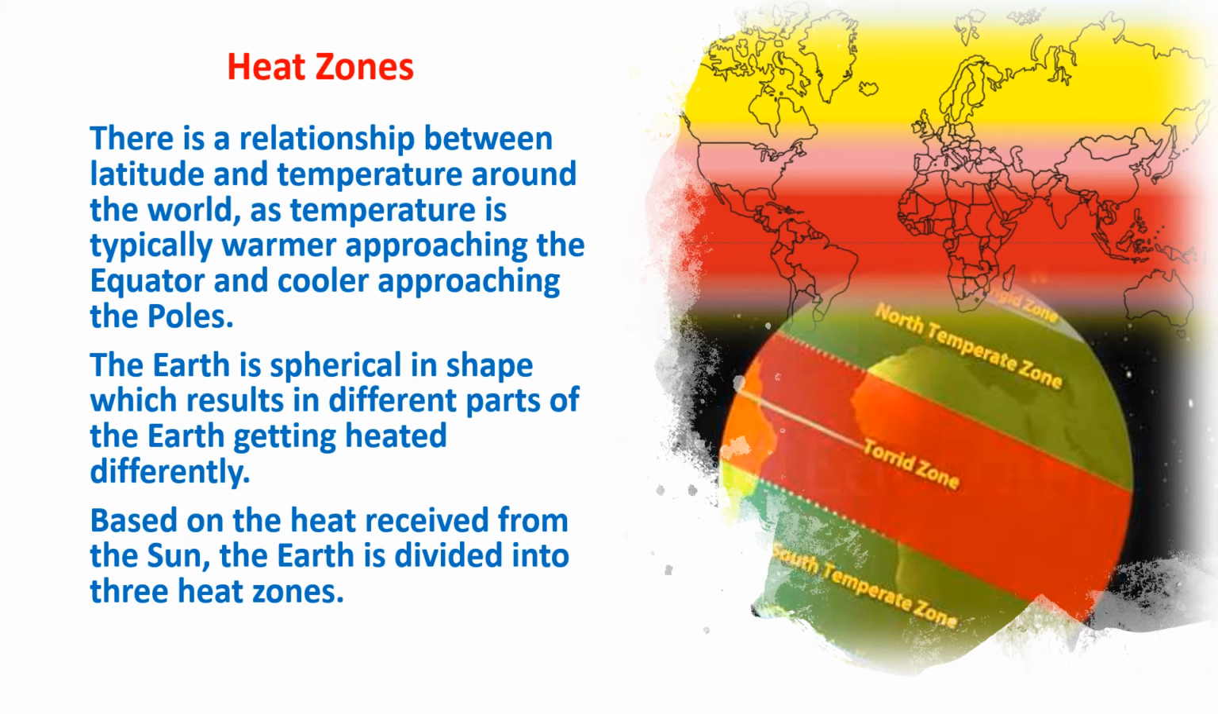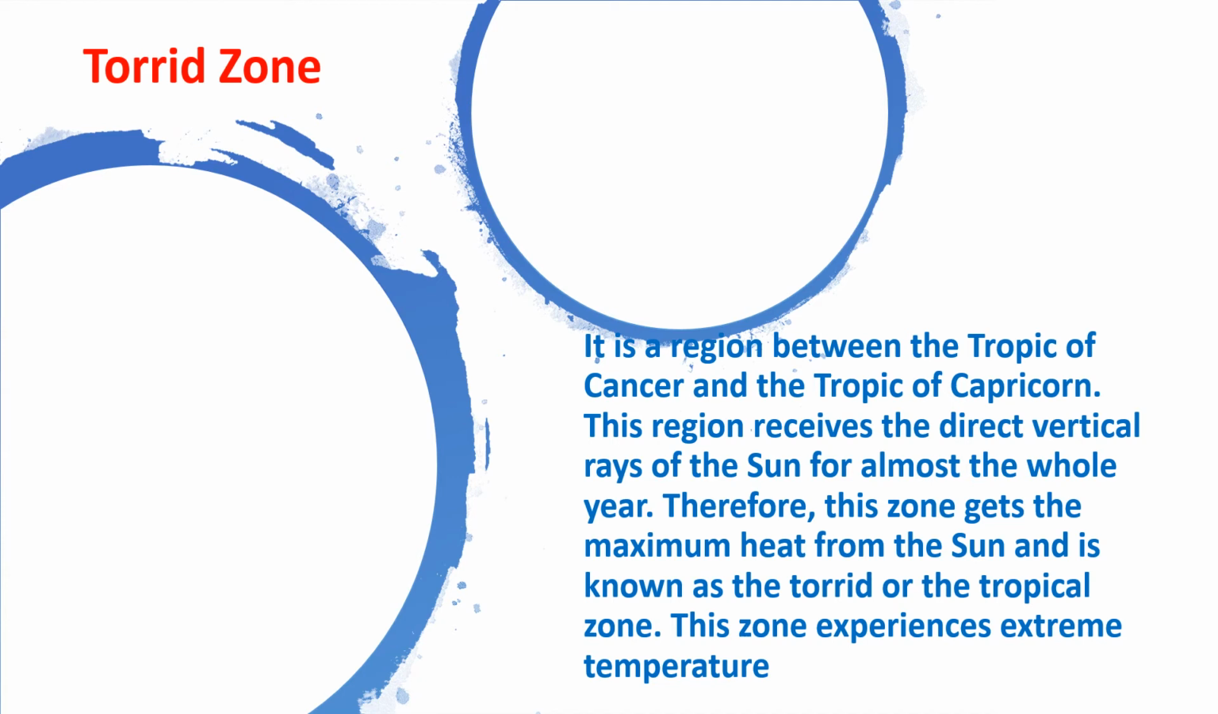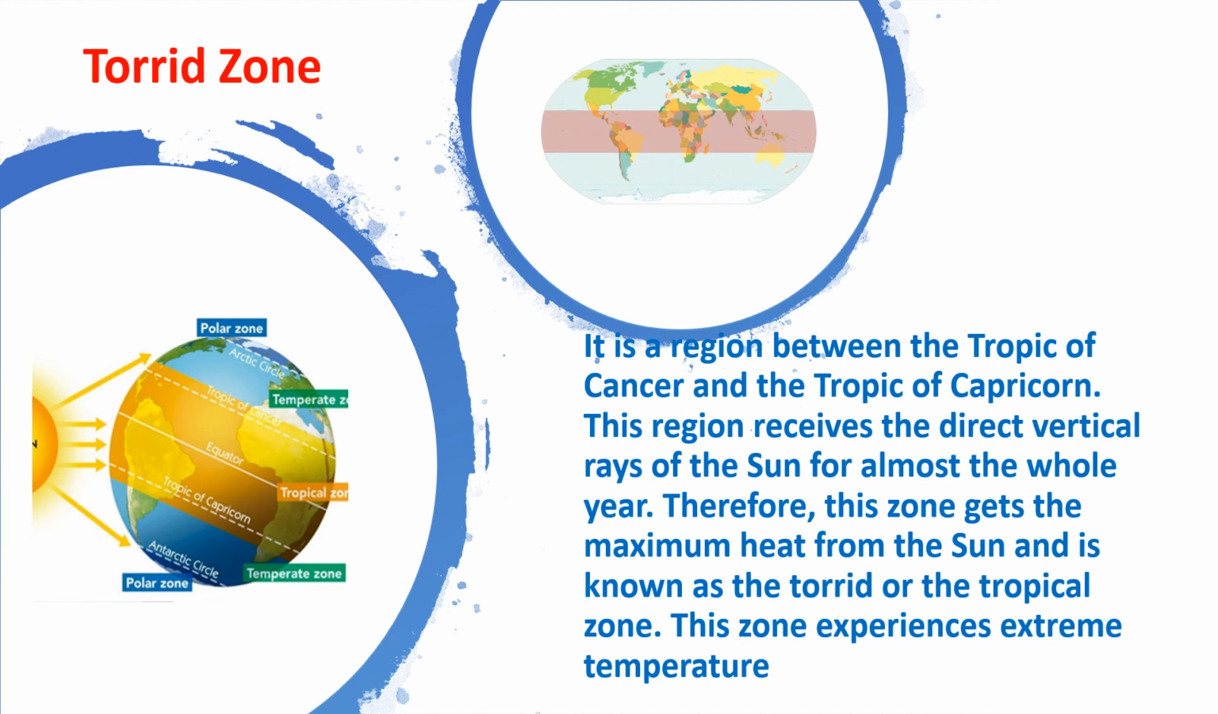Let's talk about first of all, Torrid Zone. Torrid means hot. It is a region between the Tropic of Cancer and Tropic of Capricorn. This region receives the direct vertical rays of the sun for almost the whole year. You can see from the figure. Therefore, this zone gets the maximum heat from the sun and is known as torrid or the tropical zone. This zone experiences extreme type of temperature.